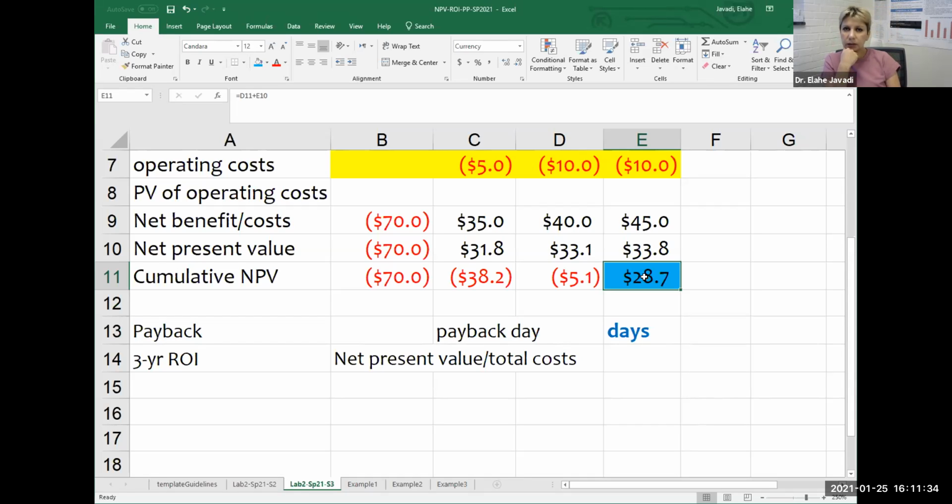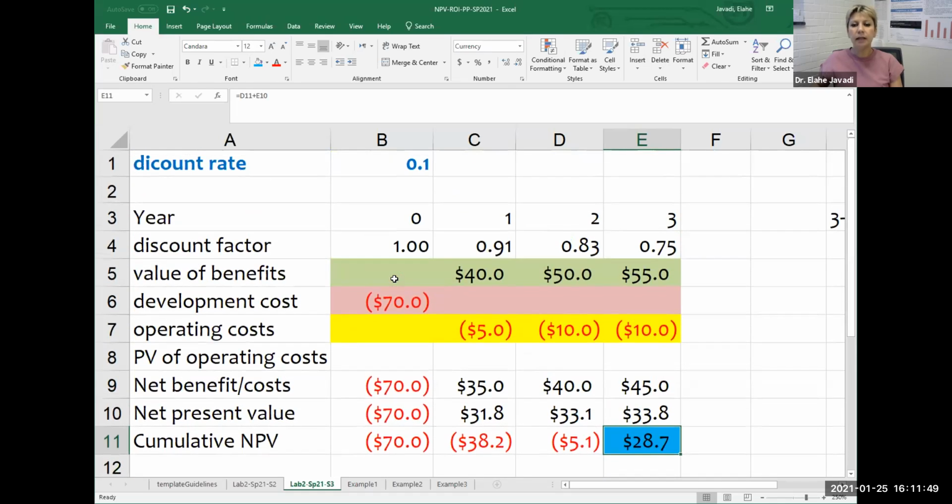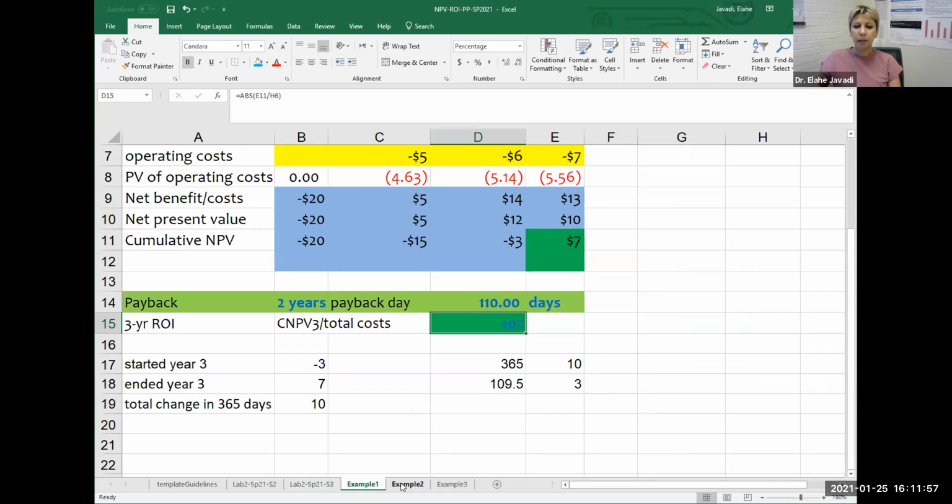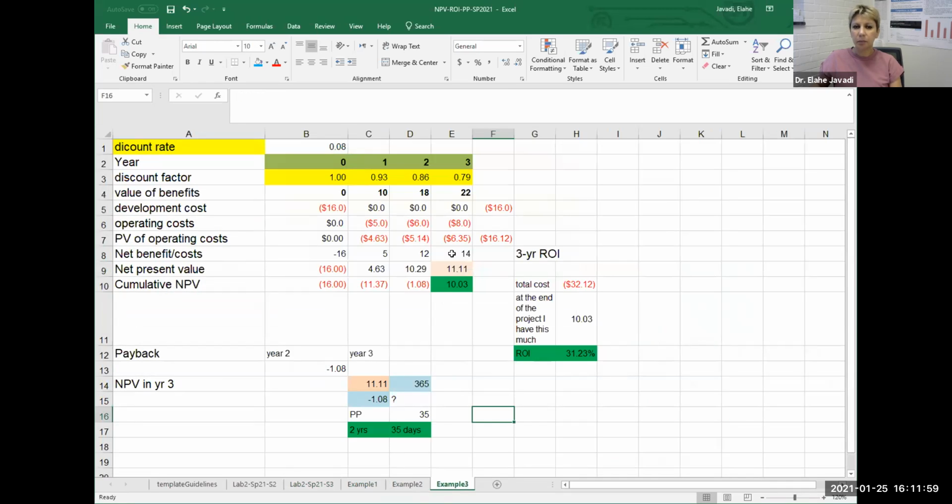So save your worksheet, name it lab 2 _ your name, last initial. I'll come back to it on Wednesday. But before Wednesday, I want you to practice. If this is the first time working with numbers on Excel, maybe look at example 1, example 2, see if you can replicate some of the work.